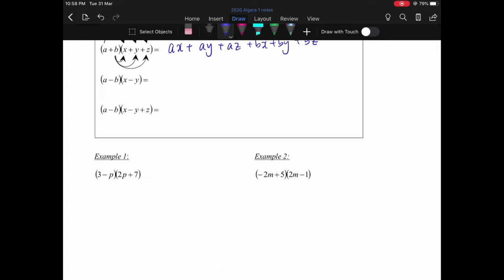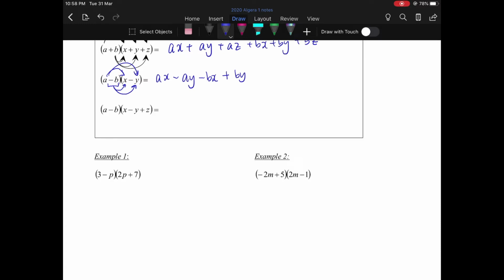For the third example, let's draw the arrows to guide our eyes. So we will get ax, then a times negative y, we get negative ay. Then we have to distribute negative b into every term in the bracket. So we will get negative bx, negative b multiplied by negative y, we get plus by. Take note of the change of sign. For the next example, please try this on your own.